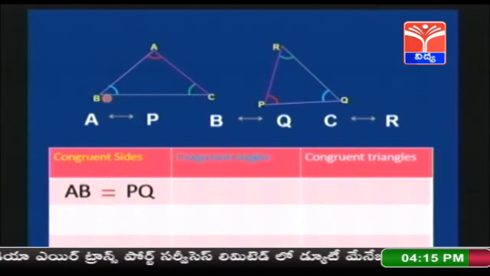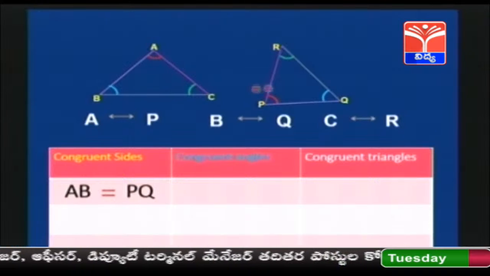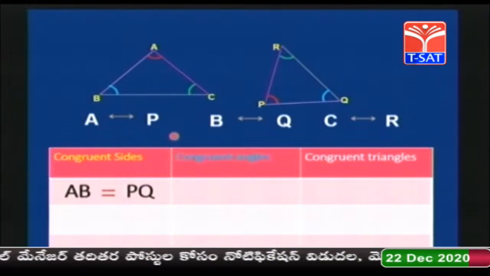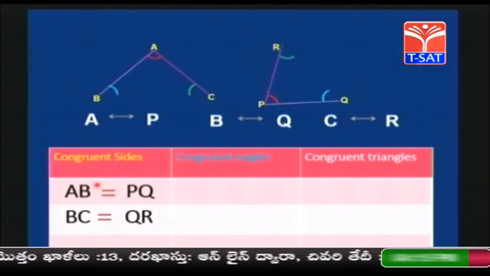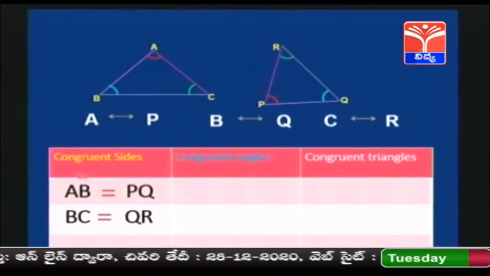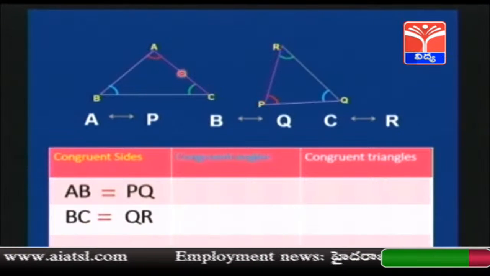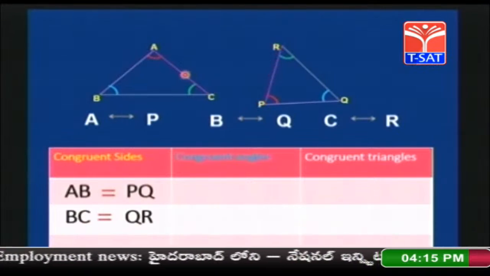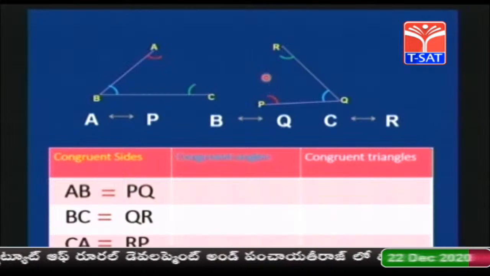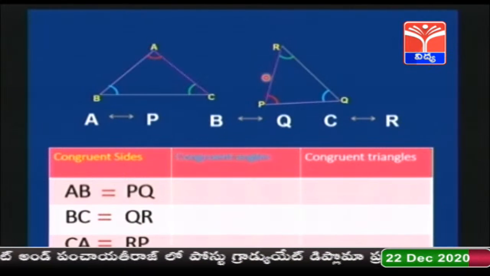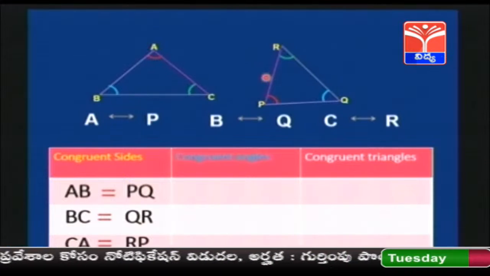And just now we observed the side BC is covered by side QR, which means their length measure is the same, equal length, so they are congruent and we denote it like this, BC is equal to QR. Similarly, students observe the side CA is covered by side RP, which means they have equal length, so two line segments of equal length are congruent, and we denote it like this, CA equal to RP. So in two triangles, the three pairs of corresponding sides are equal and they are congruent.